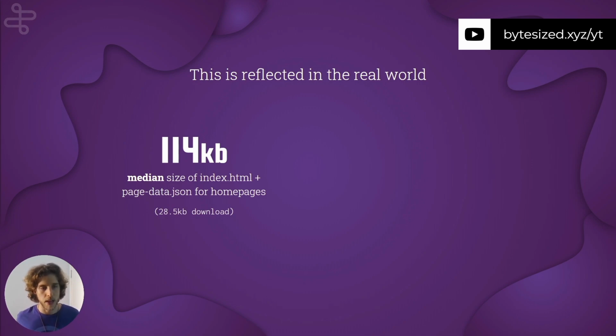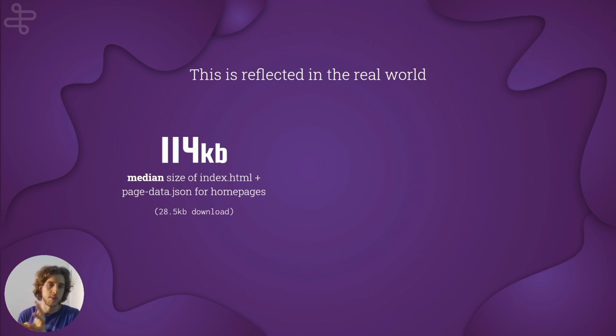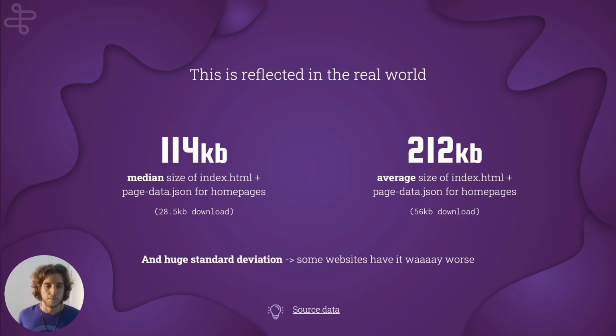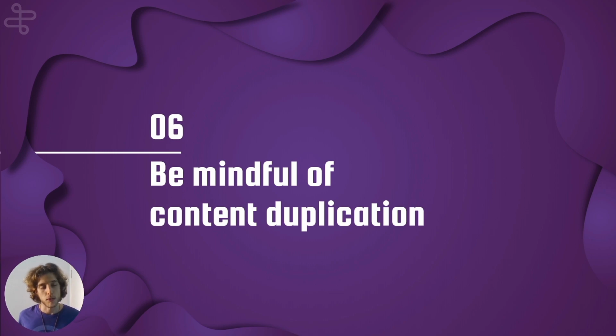So The Medium page has 114 kilobytes of index.html plus page-data.json, and there is always some intersection there. And the average is actually higher. It's 212 kilobytes. Of course, the download is lower, but here we are focused on the work that the browser has to do, not the actual download. And also there's a huge standard deviation, so there are some websites that have it much worse. So please pay attention to that, and be a bit more mindful of content duplication.